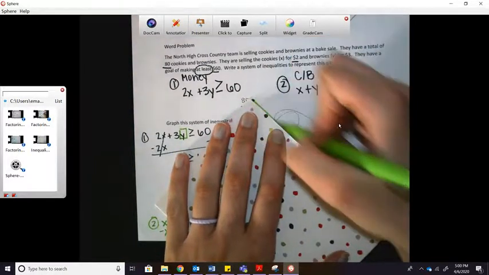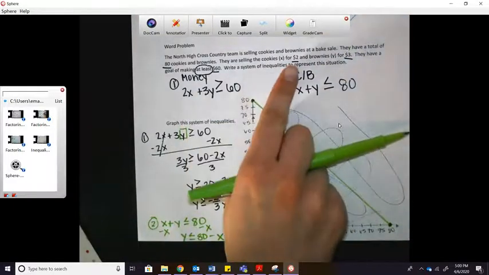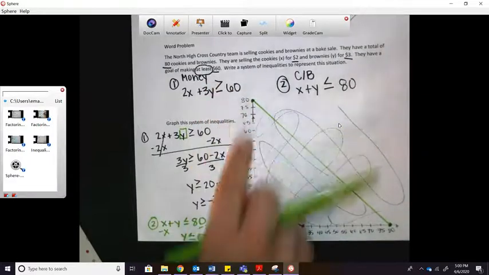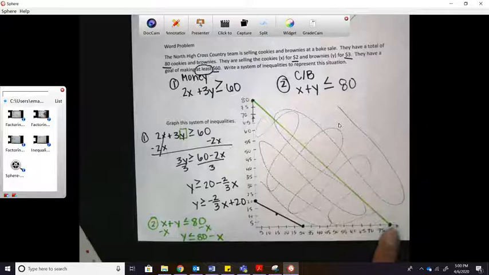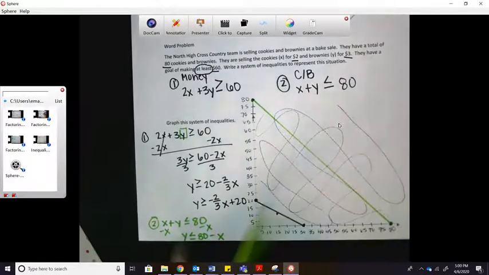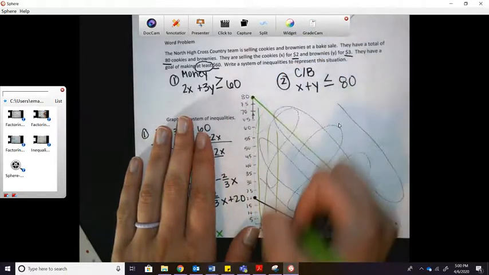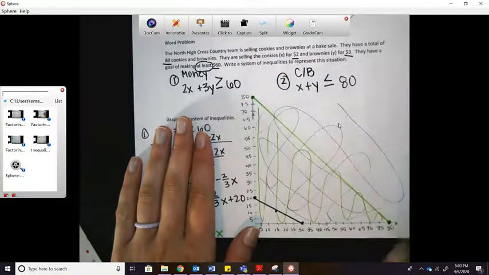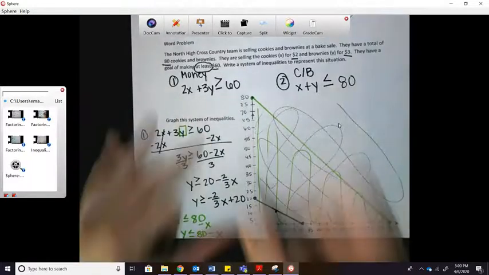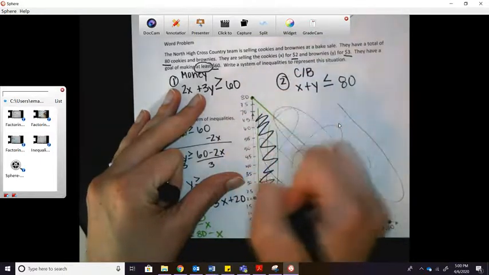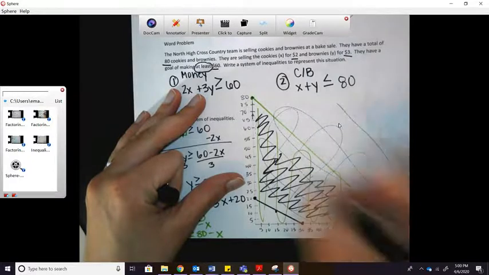Makes sense. This is our graph. We are graphing cookies and brownies, right? X is our cookies and Y is our brownies. So if I'm selling 80 brownies, I don't have any cookies. And if I'm selling 80 cookies, I don't have any brownies. We are less than, so we want to be underneath. That means all of this underneath, which if you see, we do have a double shaded portion here, and that is where my solutions are located.